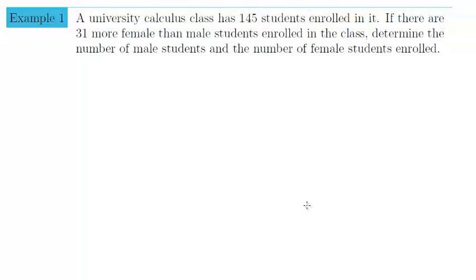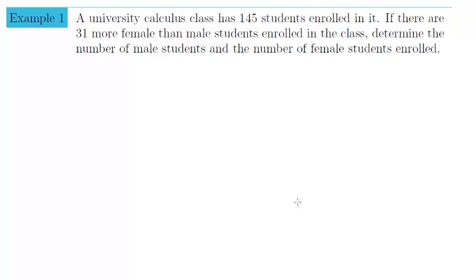Alrighty, so let's put these steps to work and let's go about solving some application problems. First, as we start each example, we want to read it through carefully and make sure we understand the relationships and what the problem is talking about. Here we go. Example number 1. A university calculus class has 145 students enrolled in it. If there are 31 more female than male students enrolled in the class, determine the number of male students and the number of female students enrolled.